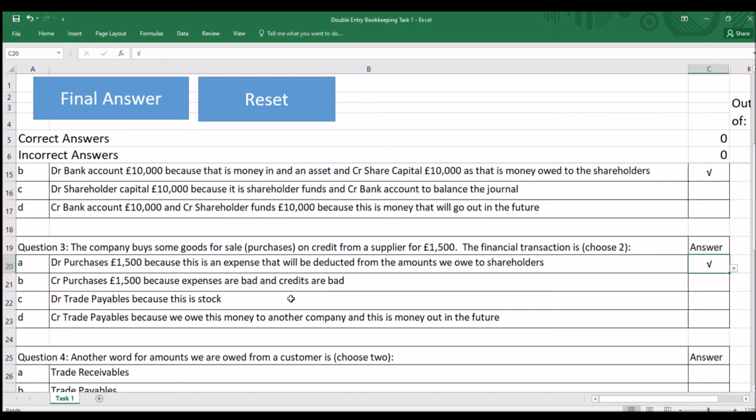And it's not because this is stock here, it is because this is money that was owed out to another company in the future, so that is going to be D there. So it is debit purchases because it's an expense that is a reduction from the amounts that we owe to shareholders, and it will be credit trade payables because it's an amount that we owe to a company that we're going to pay out in the future.